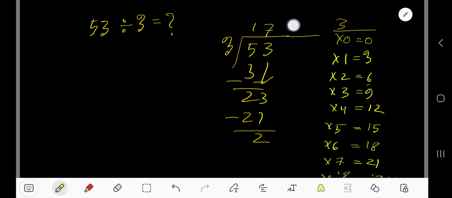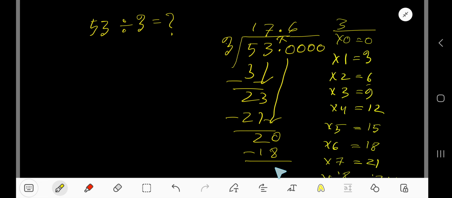But if you want to write your answer in decimal form, then put a decimal here, add a number of zeros, and bring down the first 0. But before the 0 there is a decimal. The decimal must come to the quotient directly. 3 goes into 20 how many times? 7 times is 21, which is greater, so 6 times. 6 times 3 is 18. Subtract, 2. Bring down this 0.